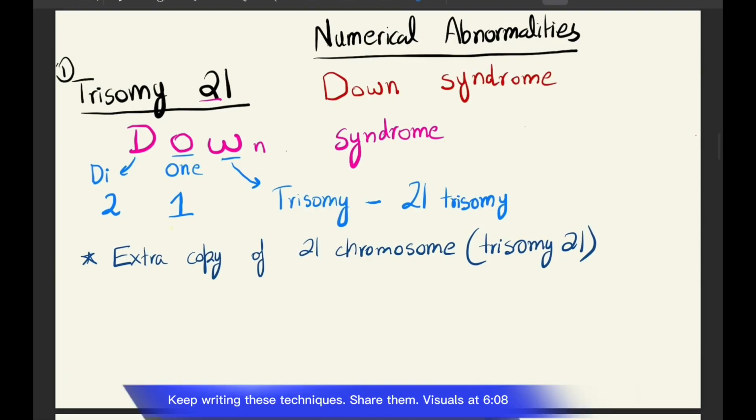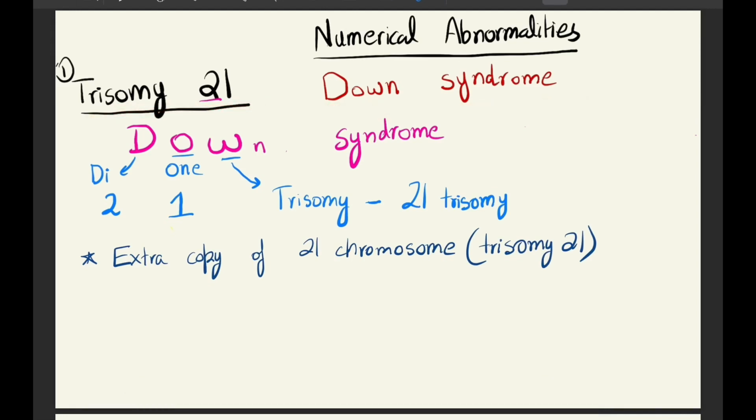Next is the numerical abnormality, and the first one we have is Down syndrome, and this is trisomy 21. So the mnemonic for Down syndrome is D. For D we have "die," which is 2. For O we have "one," which is 1, so 21. And for W that looks like 3. We have trisomy. So trisomy 21 is Down syndrome.